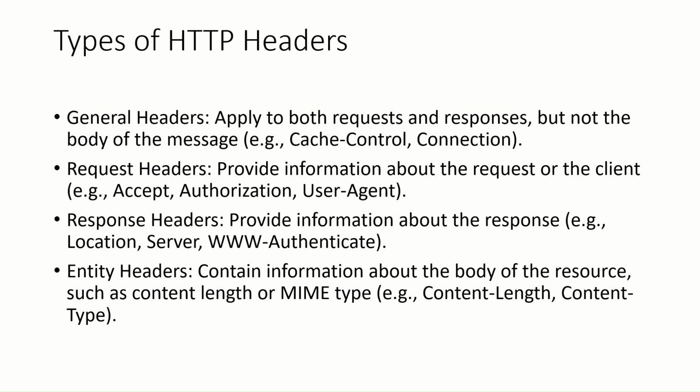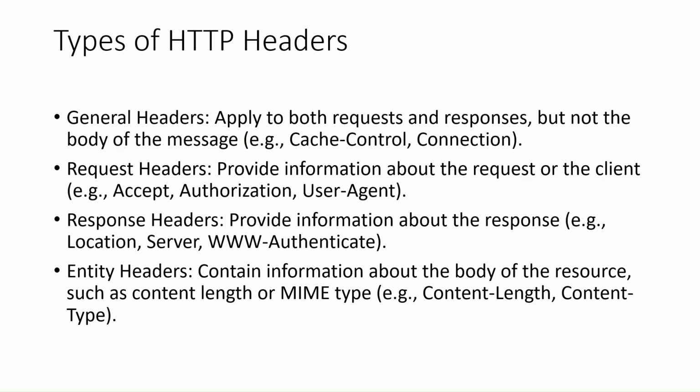Okay. And the fourth one is entity headers. This contains information about the body of the resource, such as content length or the MIME type. Example, content length, content type. So these are the different types of HTTP headers.